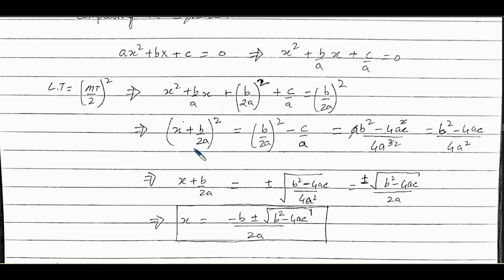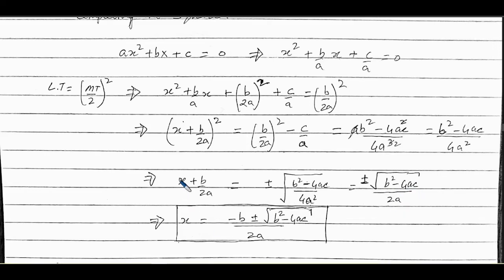So if I have taken square root here, I have taken square root here also. But I do not know whether it is plus or minus, so I write plus or minus here. And this is b square minus 4ac. So this again I can simplify, square root of b square minus 4ac by 2a.